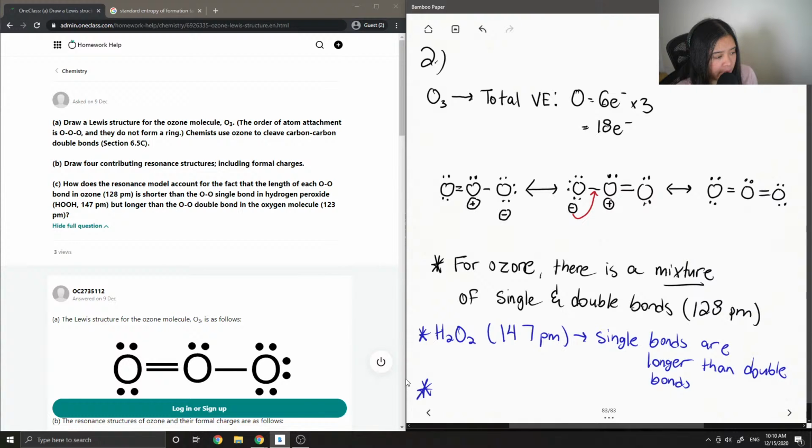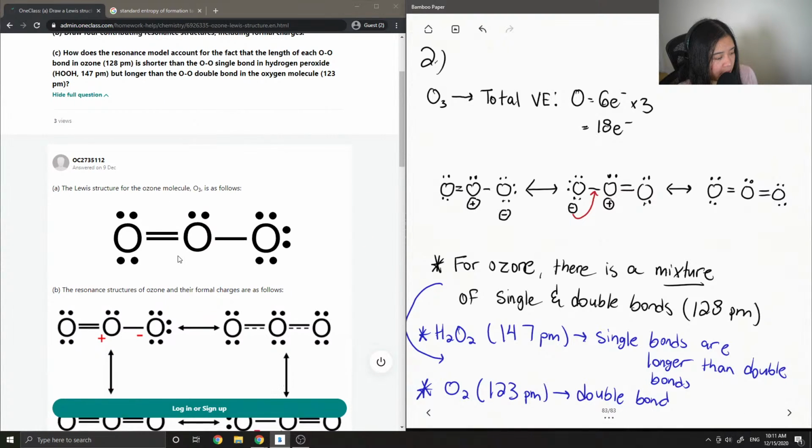So when we have an oxygen molecule, which only has the double bond, it will be much shorter than the length of the oxygen-oxygen bond in hydrogen peroxide. But since ozone has a mixture of both single and double bonds, it kind of puts it in between the two of the other molecules.